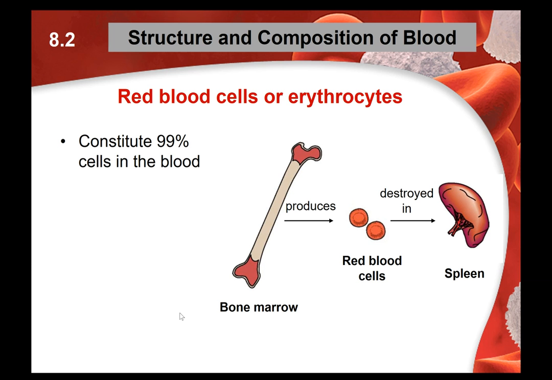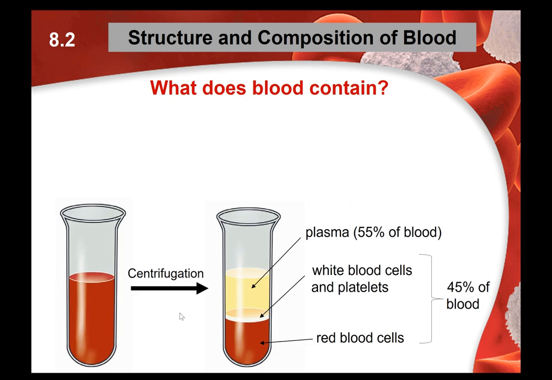So if you can recall, in the previous slide, the 45% of the blood comprises red blood cells and white blood cells. And out of this 45% of the blood, the red blood cells will actually comprise a lot more, which is about 99%. So leaving only 1% for either white blood cells or platelets in this particular component, 45%.